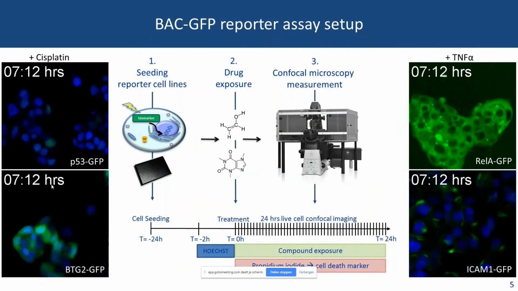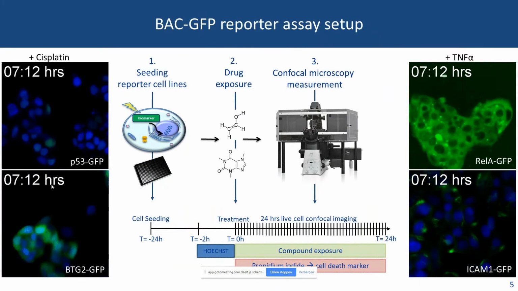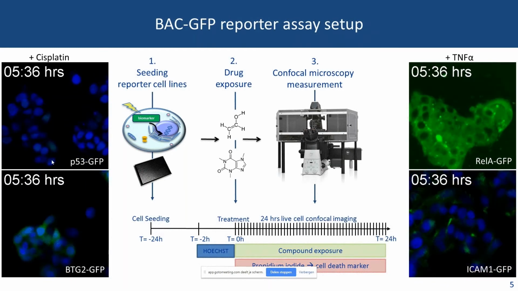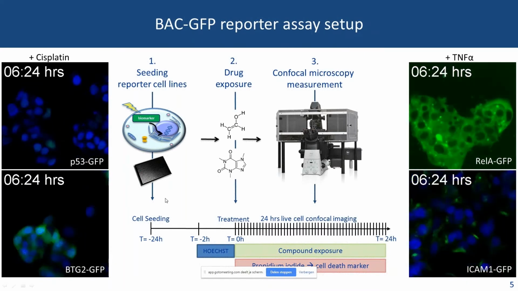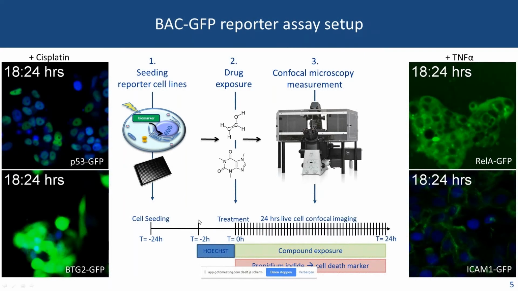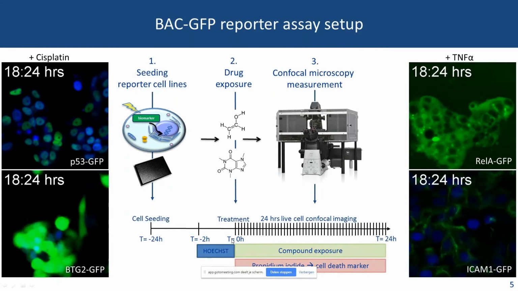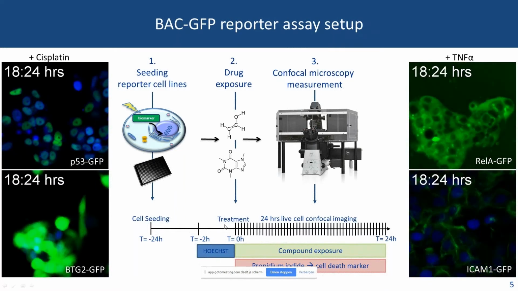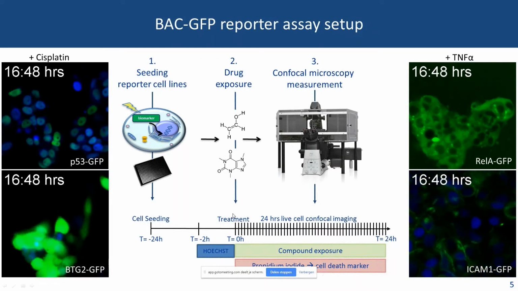All right, so what does the screening setup look like? We start with seeding our reporter cells in a 384-well format, as you can see over here, so it's quite high throughput. Once the cells have attached, we add Hoechst, which is a nuclear counterstain, so we can also do single cell tracking. Then we add our compound at a certain concentration, and then every hour we take an image.